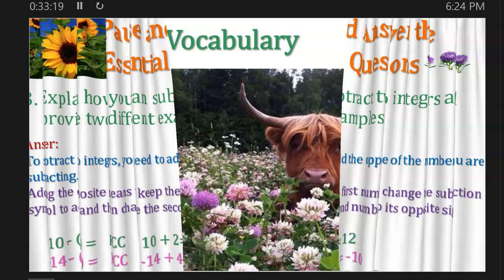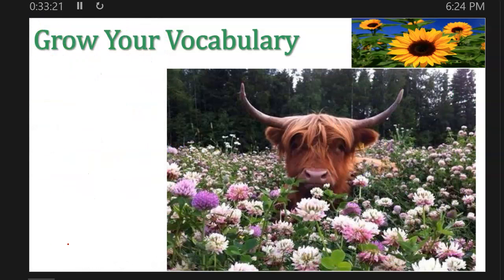All right, so our vocabulary today, let's go ahead and do our review. This really large horned cow here, I don't know if that's a cow or a bull, I'm not really sure, but it just looks adorable in those flowers. But it's going to help us with these.